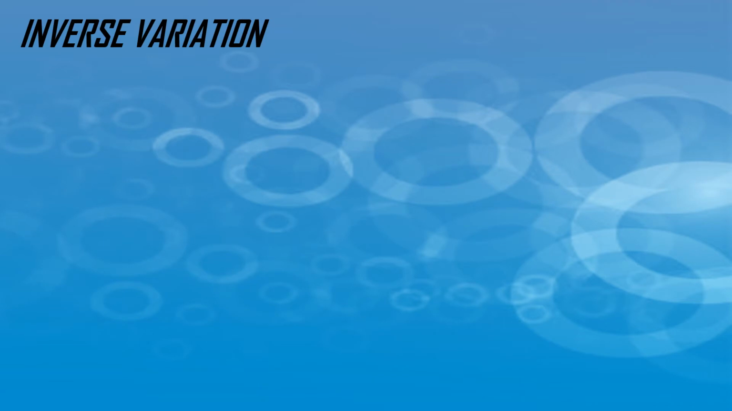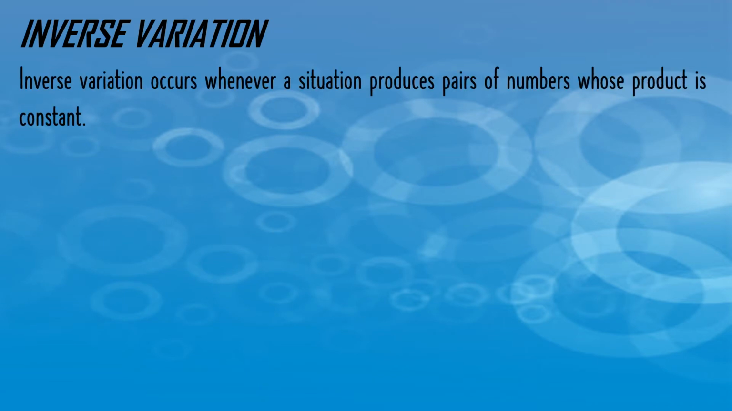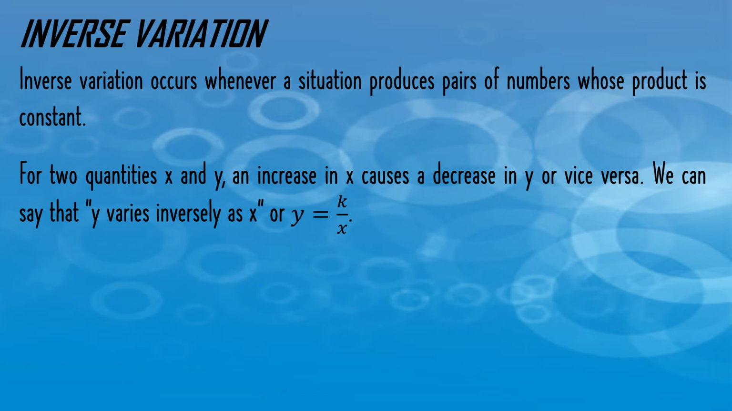Next is the inverse variation. Inverse variation occurs whenever a situation produces pairs of numbers whose product is constant. For two quantities x and y, an increase in x causes a decrease in y or vice versa. We can say that y varies inversely as x or y equals k over x.